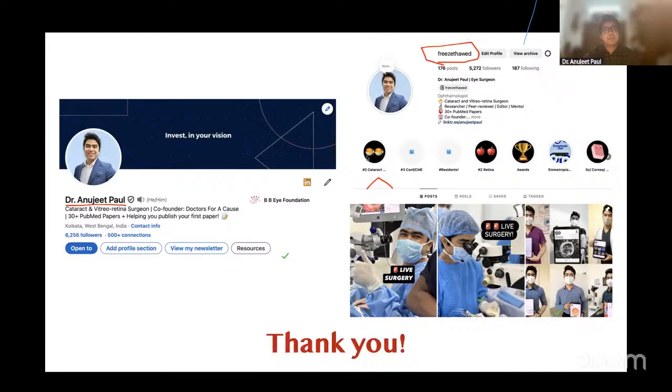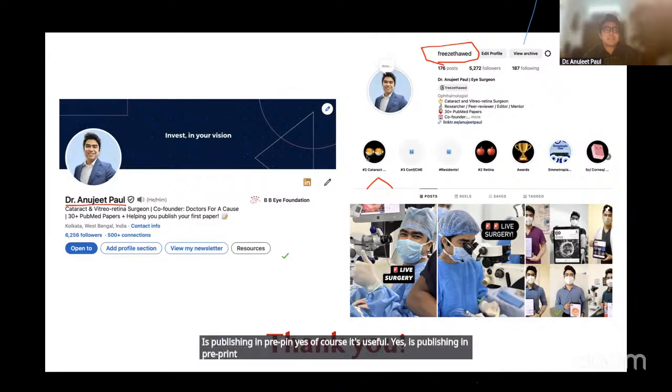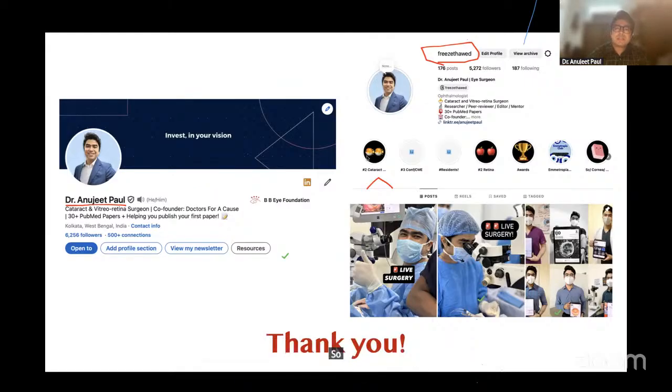Is publishing in preprint useful? Yes, of course, it is useful. Karthik Khanna: So preprint versions are as useful as the final print version. It's not a big deal.